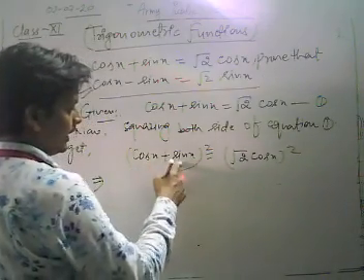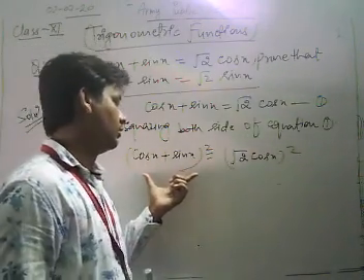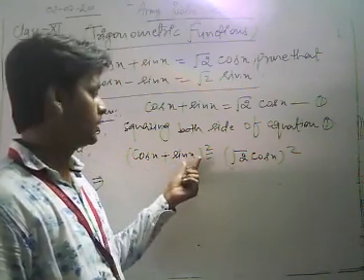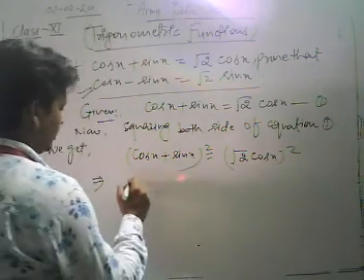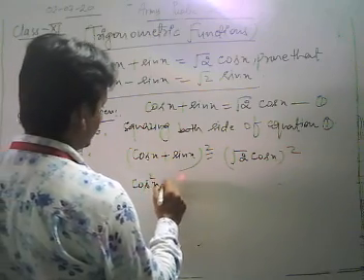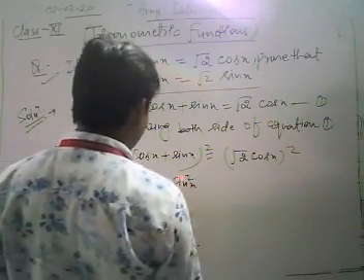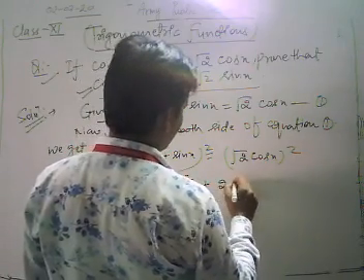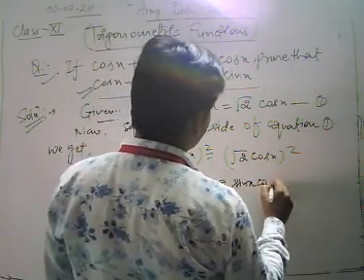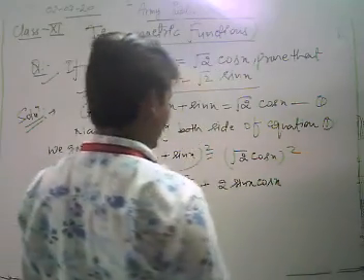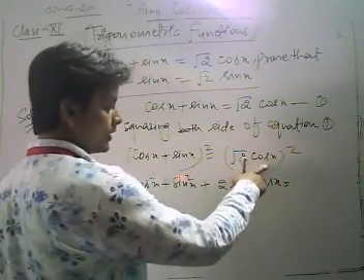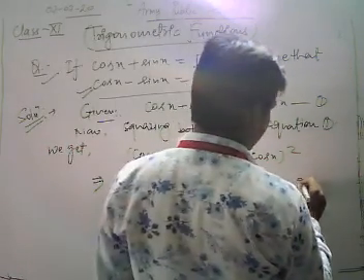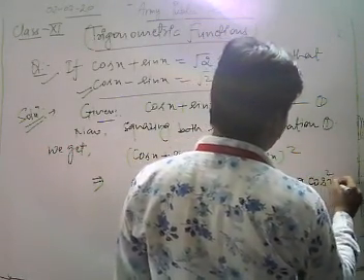Now we expand the left side based on the identity a plus b whole square, that is a square plus b square plus 2ab. That gives cos square x plus sin square x plus 2 sin x cos x, is equal to root 2 cos x whole square, that is, the square of root 2 is 2, so 2 cos square x.